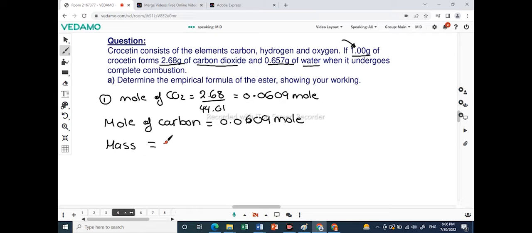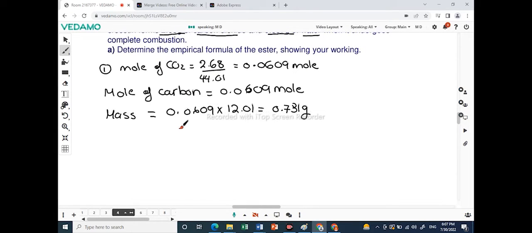Now we will continue with the mass of the carbon. So I'm going to take my mole number and multiply it by the molar mass of the carbon, which is 12.01, and my final answer is 0.731 gram. After calculating the mole and the mass of carbon, I'm going now to the second step.